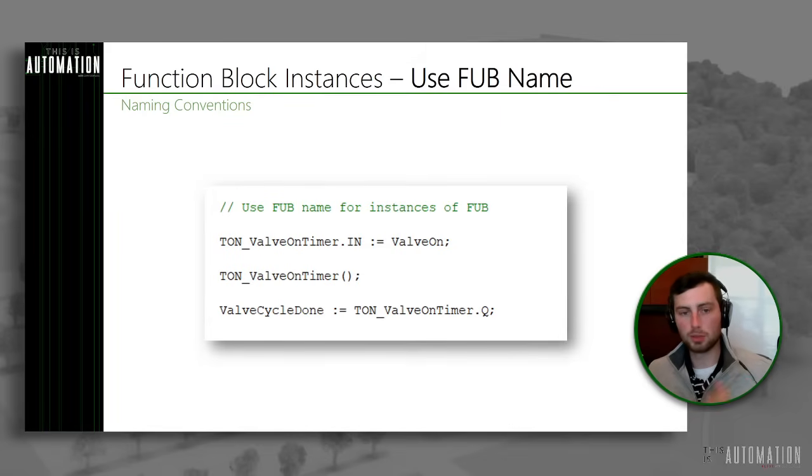You want to be descriptive, but you also want to be clear that this is a function block and what function block it is. If I were to just call this ValveOnTimer, it's really confusing when you're looking back through your code, and it's not clear that ValveOnTimer is a function block. Maybe it looks like a data type instead. So it's really important to leave that function block name in there. It's super, super helpful for diagnostics.